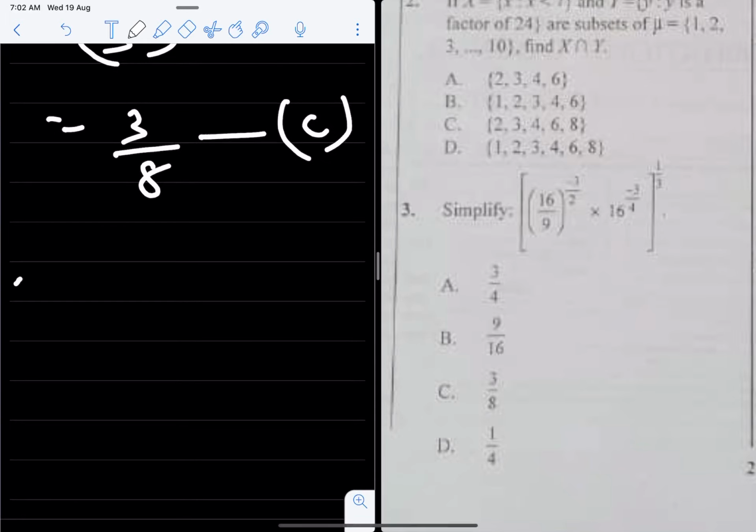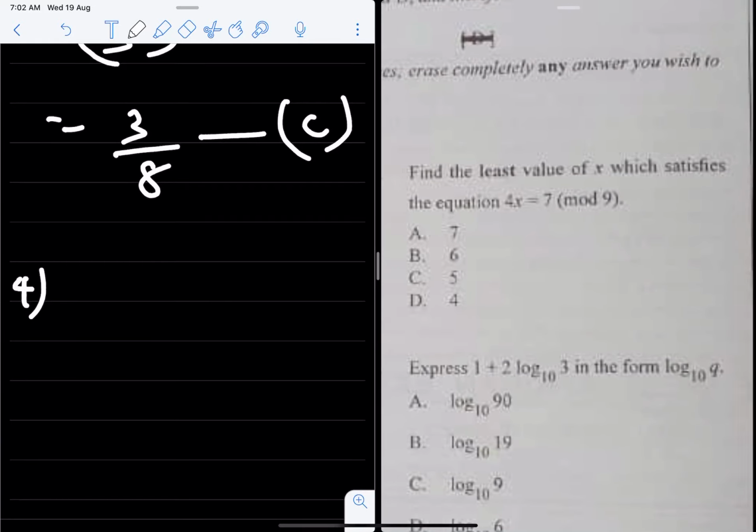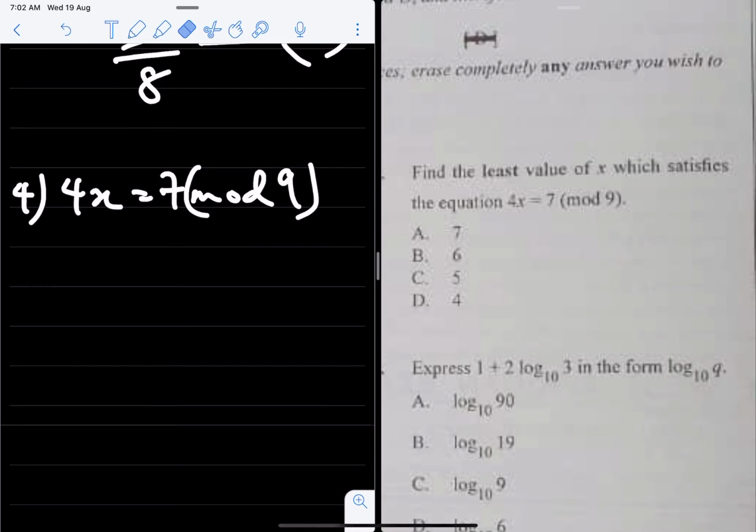Down to number 4 quickly. Number 4 says, find the least value of x which satisfies the equation 4x equals 7 mod 9. This simply means what's the smallest number by which when 9 is divided, the remainder will be 7.